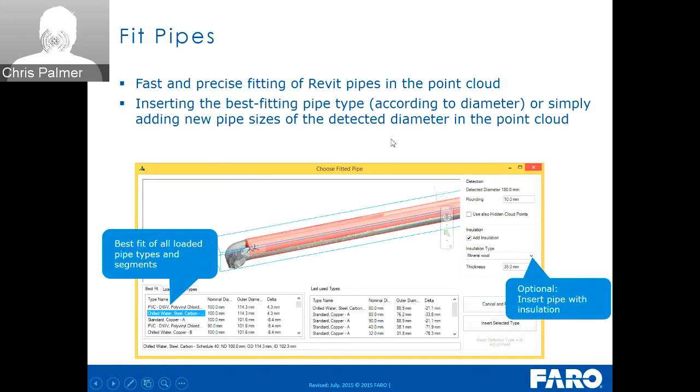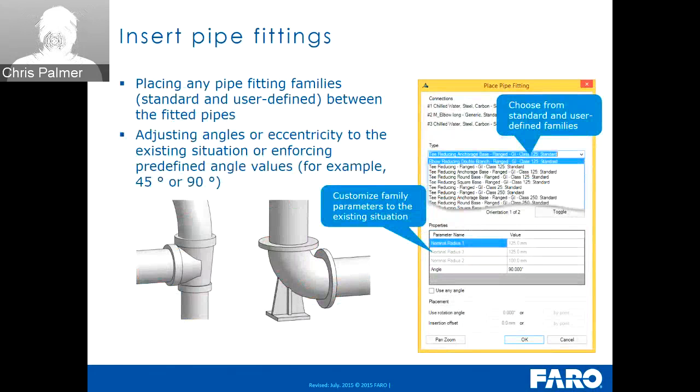What we then do, the process has been broken down really into three main steps. We're going to fit the pipes. We're then going to insert pipe fittings. We're going to do this as a separate function, and then we're going to align all of this together.